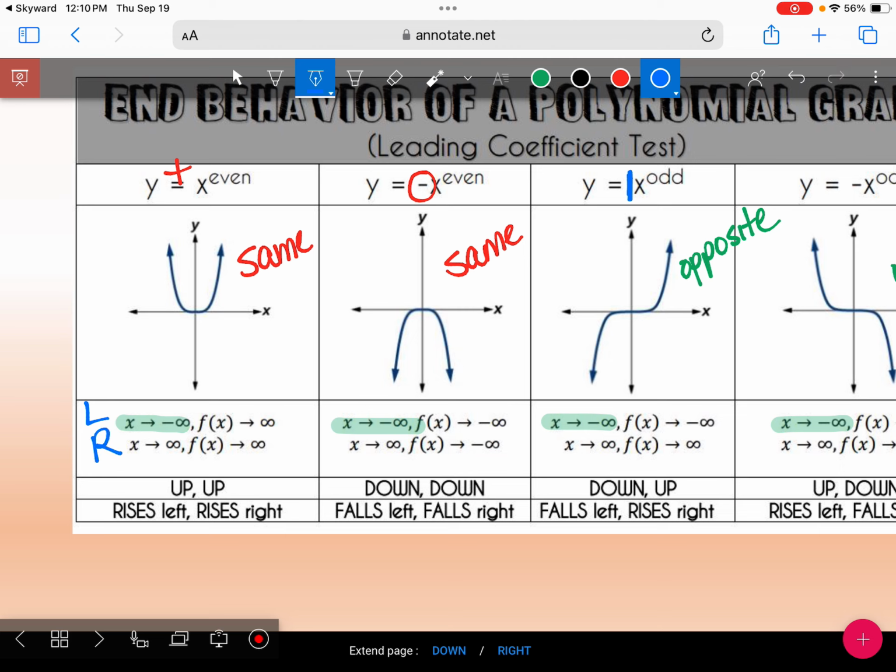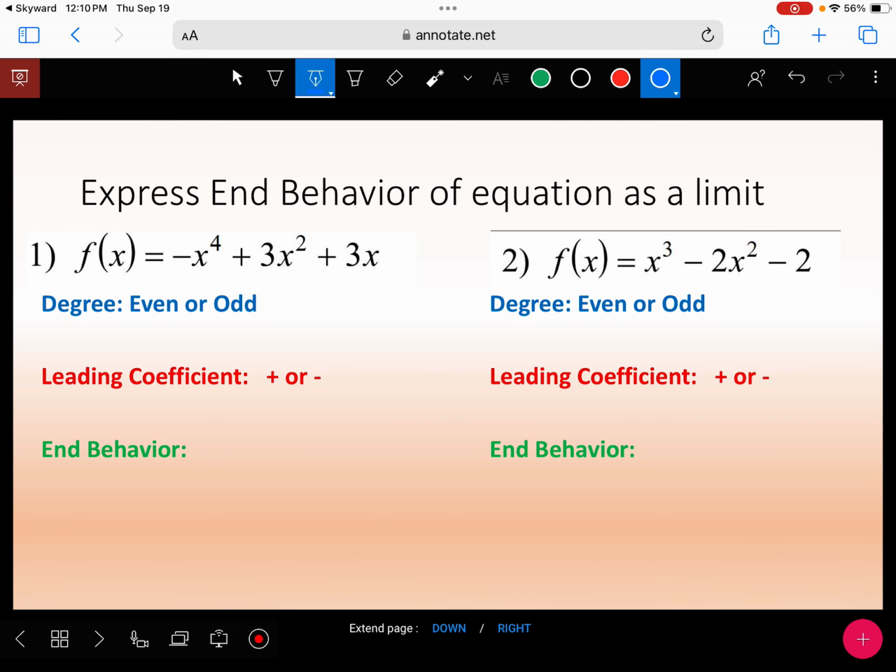So we're going to just practice doing a couple of end behavior statements as a short introduction, and then let's get started. So go ahead and copy down these two equations, and we're going to write our end behavior for these two.